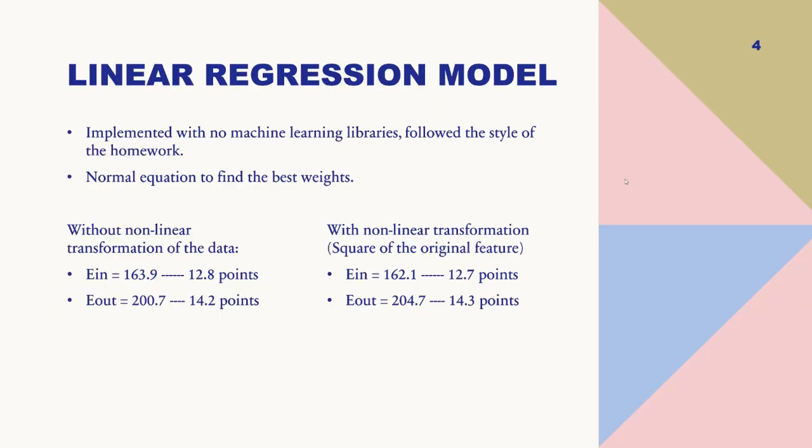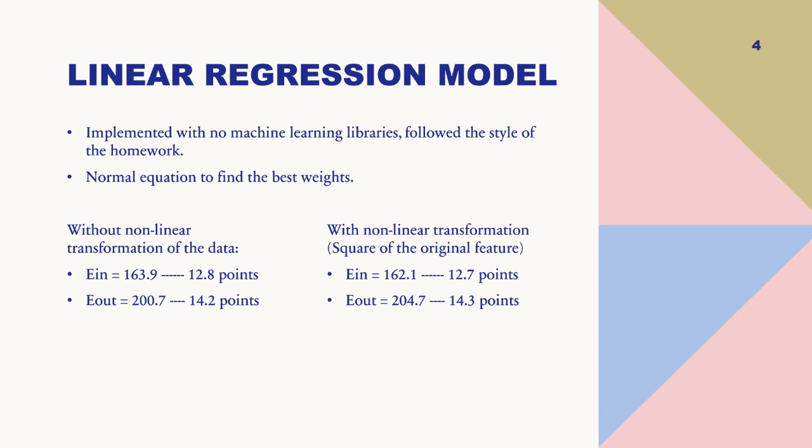So the first model to be tried was a basic linear regression model. We tried this one first because from class I remember it's best to try with this one because it's simple. This model was implemented with no machine learning libraries, following the style of the homework that was given in class, and of course we used the normal equation to find the best weights.